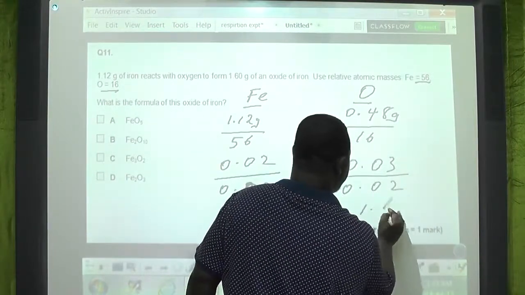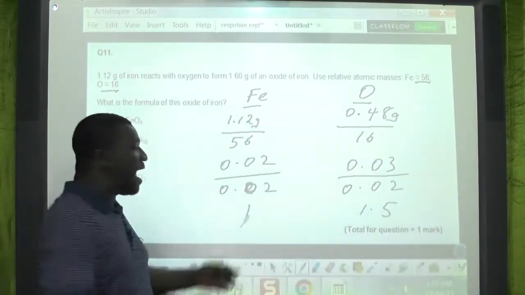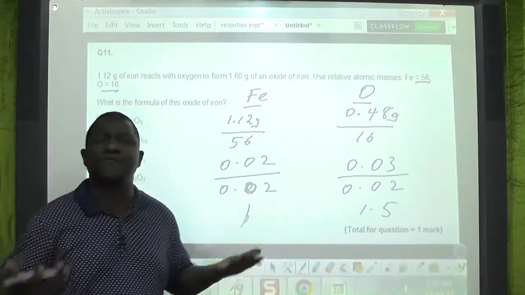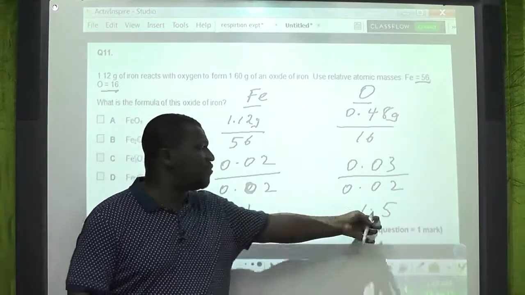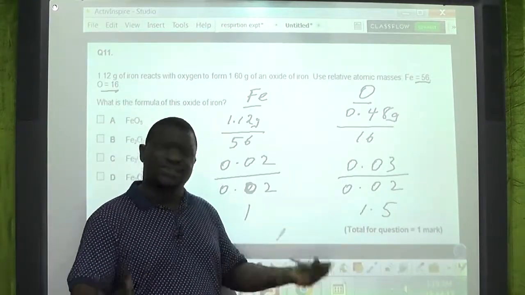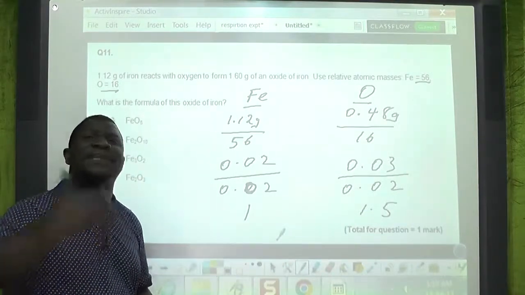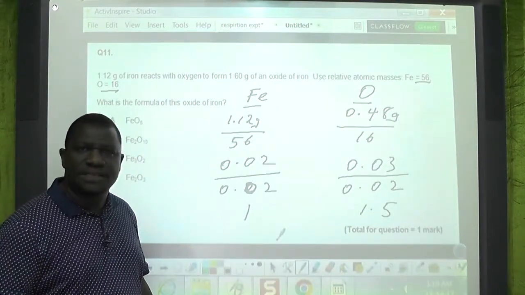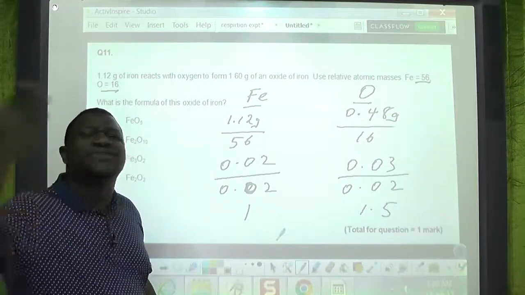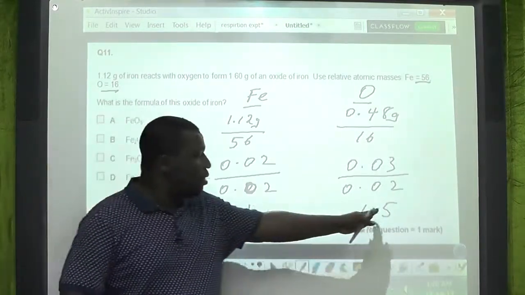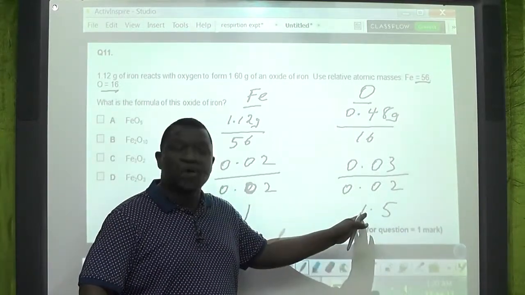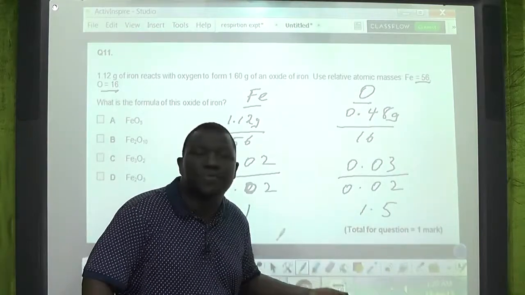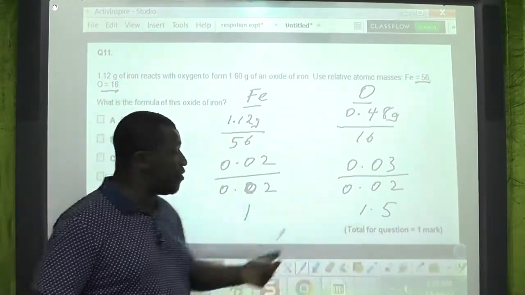Now divide by 0.02, the smaller one among them. I get 1.5 here, and I get 1 here. From your empirical formula, you cannot just approximate 1.5 to 2. It's too small. If it was 1.99 something, you can approximate it. If it was 1.0 something, you can call it 1. But it's 1.5, so what do we do?